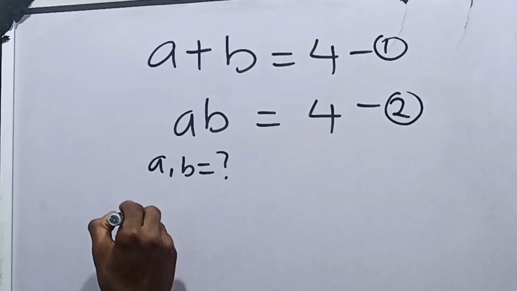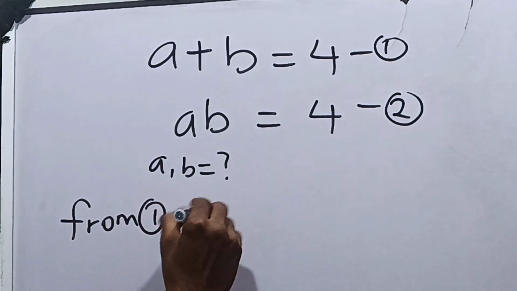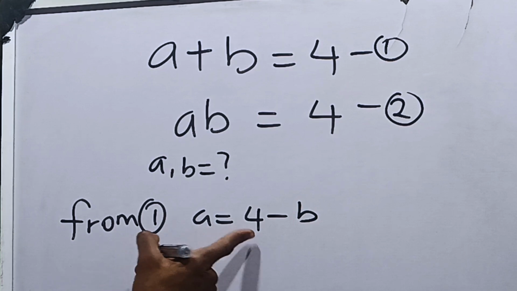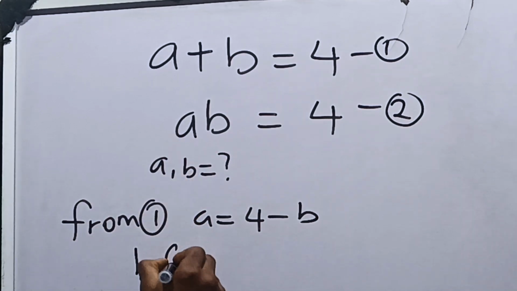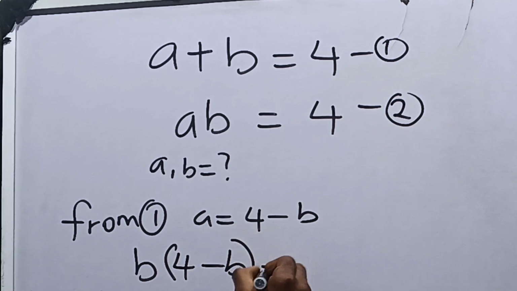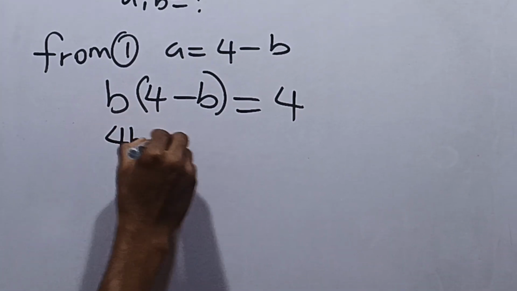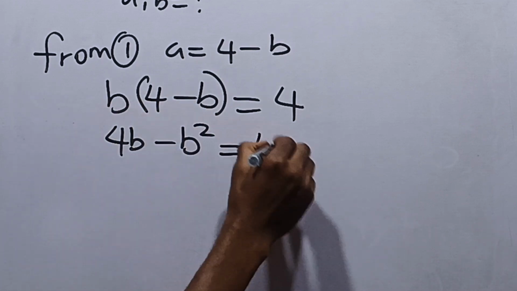So from equation 1, we have a is equal to 4 minus b. Let's now replace a as 4 minus b in equation 2. We have b multiplied by 4 minus b is equal to 4. B times 4 is 4b minus b times b is b squared, is equal to 4.